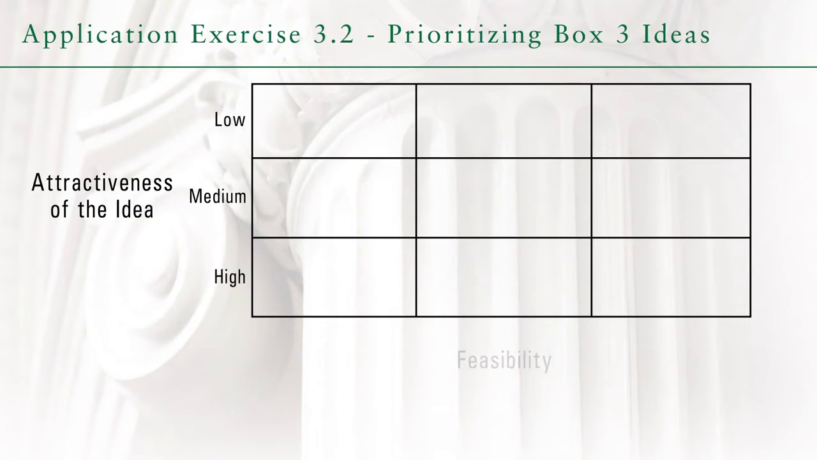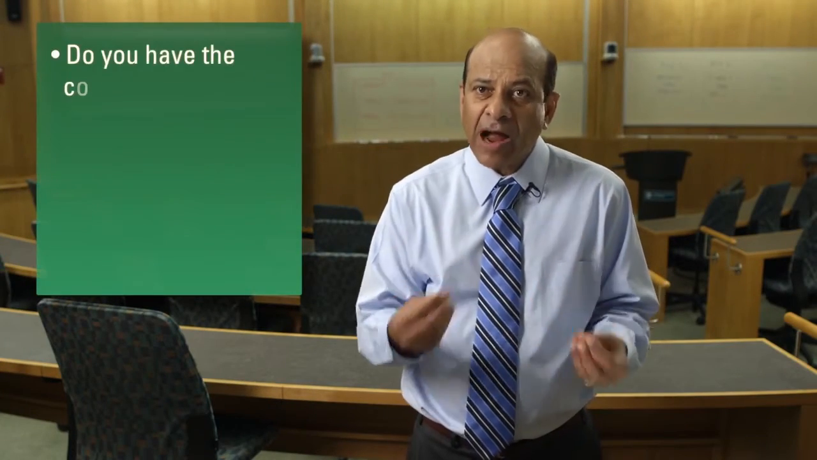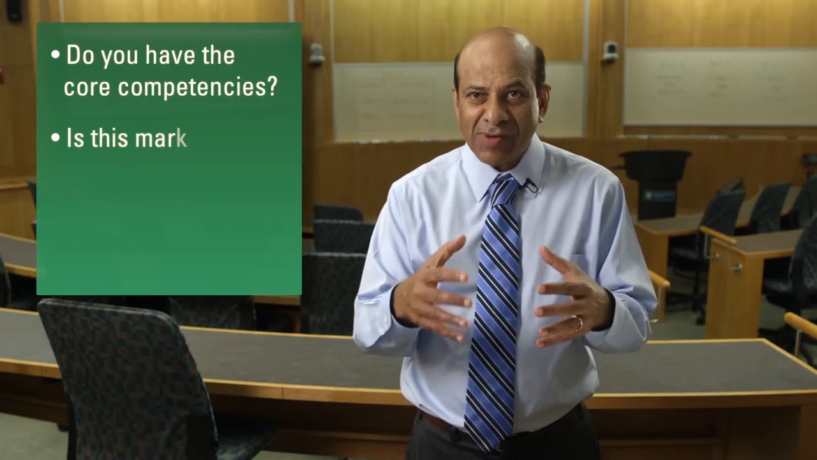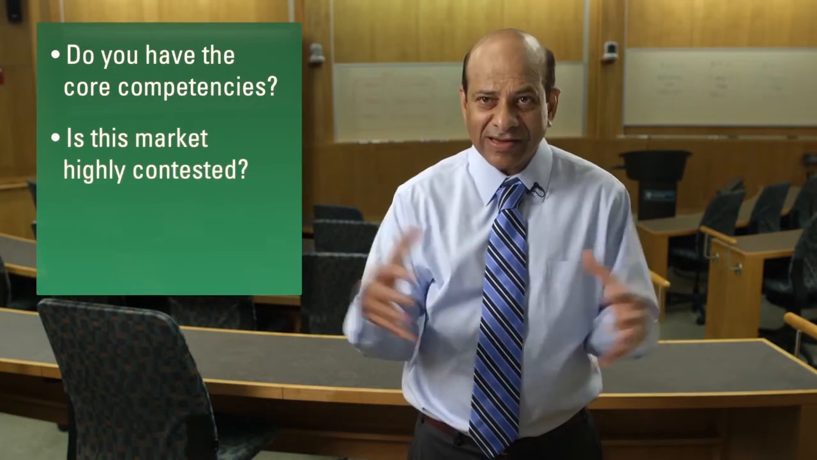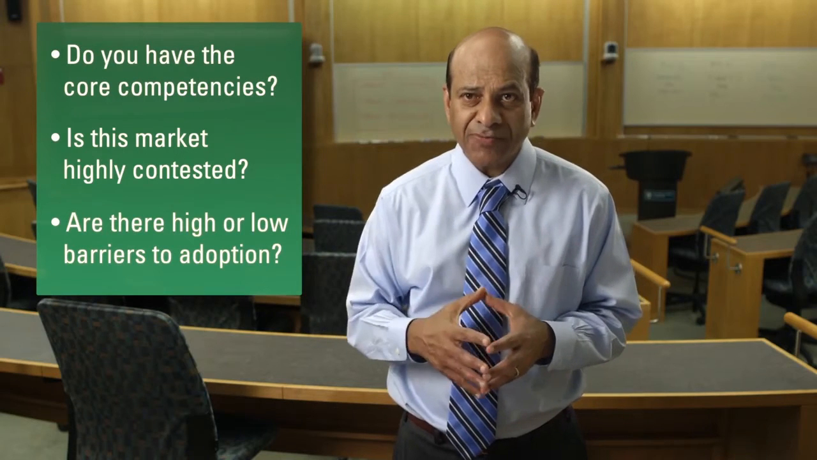The x-axis is about feasibility. Again, take the box 3 ideas that you have and put them in 3 categories based on feasibility: low, medium, high. Feasibility talks about how easy it is for you to capture this opportunity. That depends on several variables. Do you have the core competencies? Is this market highly contested? Are there other competitors looking at this market? Are there high or low barriers to adoption, etc.?